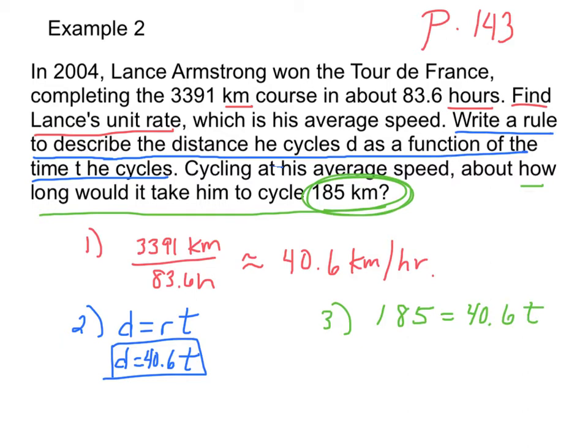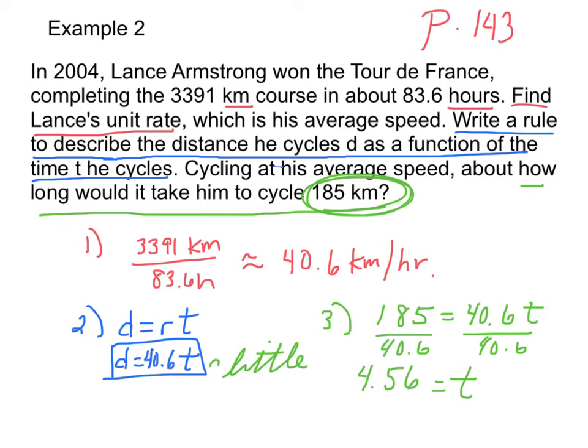40.6 T. Now you just solve the equation. Divide both sides by 40.6. The time is approximately 4.6 or 4.56. So, traveling at his average speed, how long would it take him? We don't want to say 4.56 hours. That's not what you would tell someone. You could say a little over 4.5 hours.